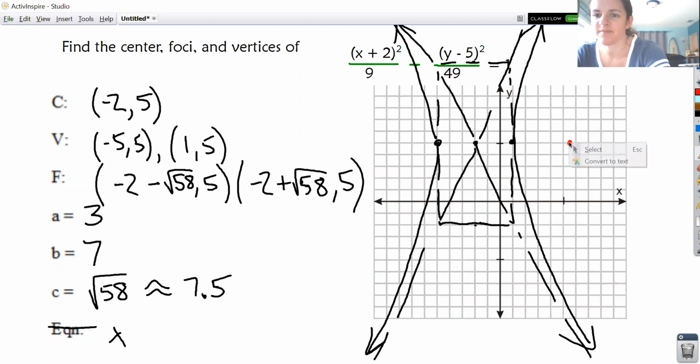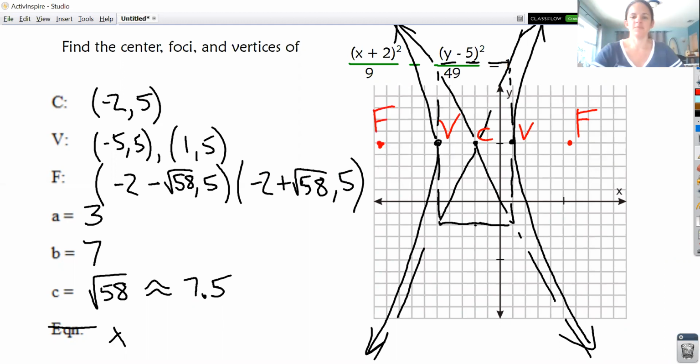I'll go ahead and label. There you go. So I took the center from the equation, -2, 5, and then the x distance was 3, and I knew that that had to be a because that one was first. So because the x term was first, that's how I knew it opened horizontally. So a was 3. I knew that because the 49 was underneath the second term, that made b 7. And then doing the Pythagorean Theorem, 9 plus 49 would be 58, so c is root 58.